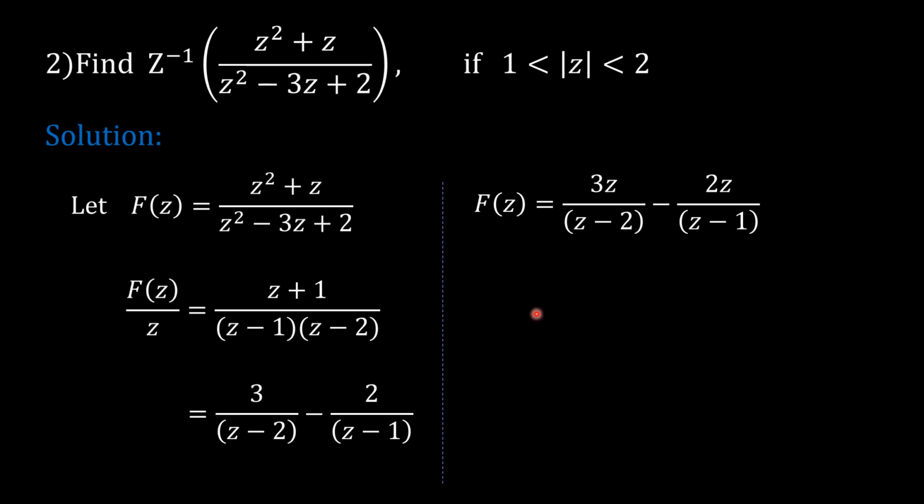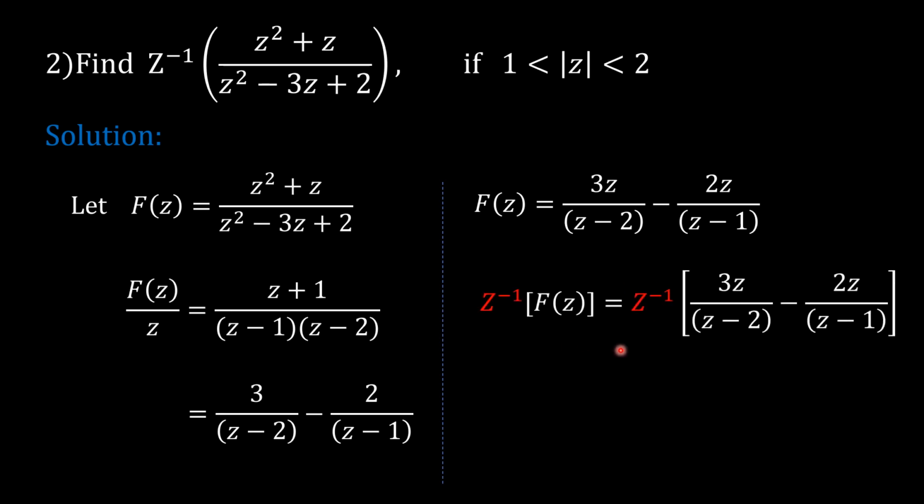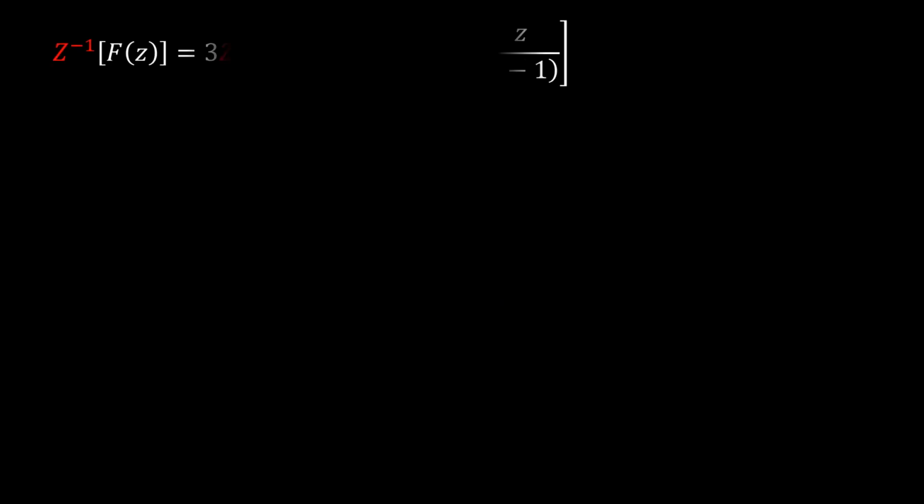Now, operate the inverse Z transform operator on both the sides. So, Z inverse of F of z is equal to Z inverse of 3z upon z minus 2 minus 2z upon z minus 1. Use the linearity property that will give us Z inverse of F of z is equal to 3 into Z inverse of z upon z minus 2 minus 2 into Z inverse of z upon z minus 1.